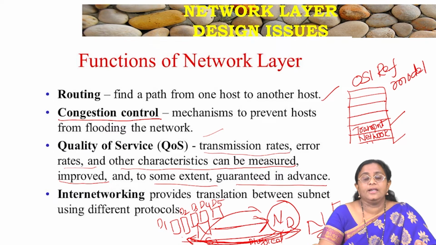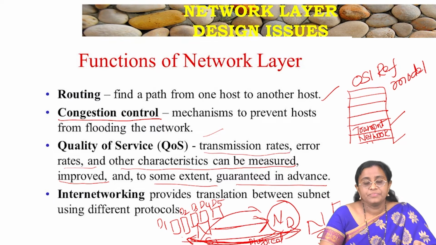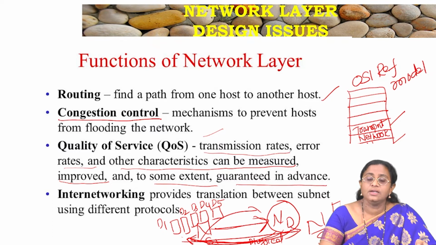A host 1 sends data by means of transmission rates, and we check the error rates, and some other characteristics might be influenced. Those can be measured or need to be considered for the value of quality of service.